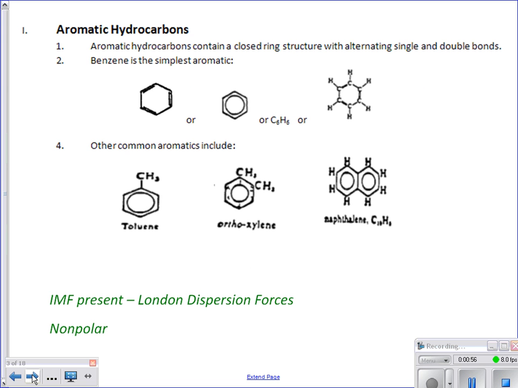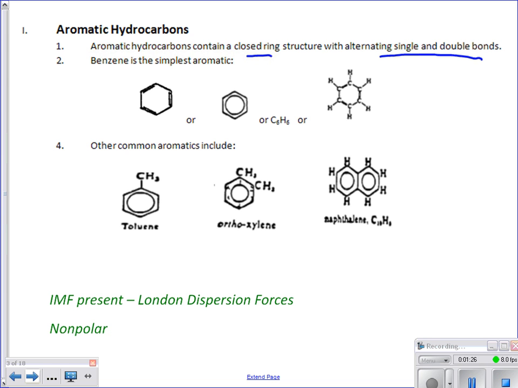Okay, so the first one that we come across, you guys have already seen this when we just briefly touched on it. They're known as aromatic hydrocarbons, and they contain a closed ring structure. So this is a little bit different. They're not cycloalkanes, alkenes, alkynes. They are known as aromatic hydrocarbons. So they have a closed ring structure and they have alternating double and single bonds.